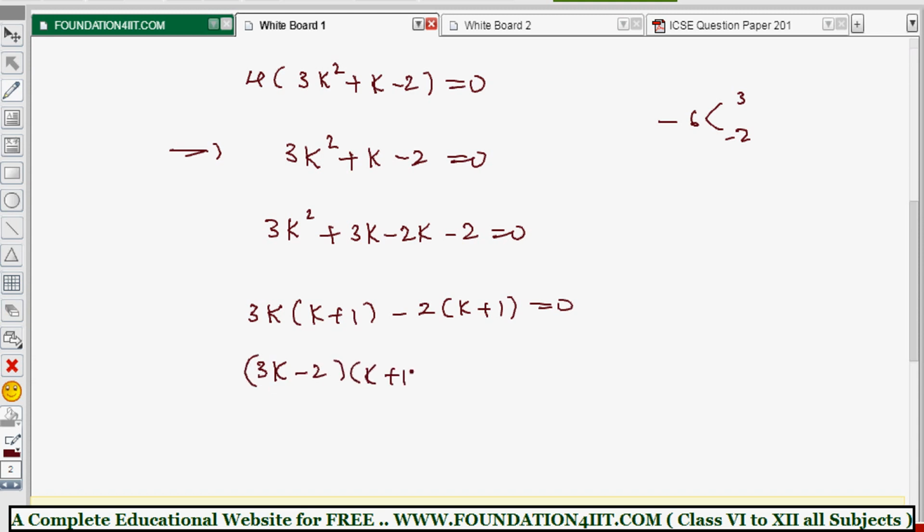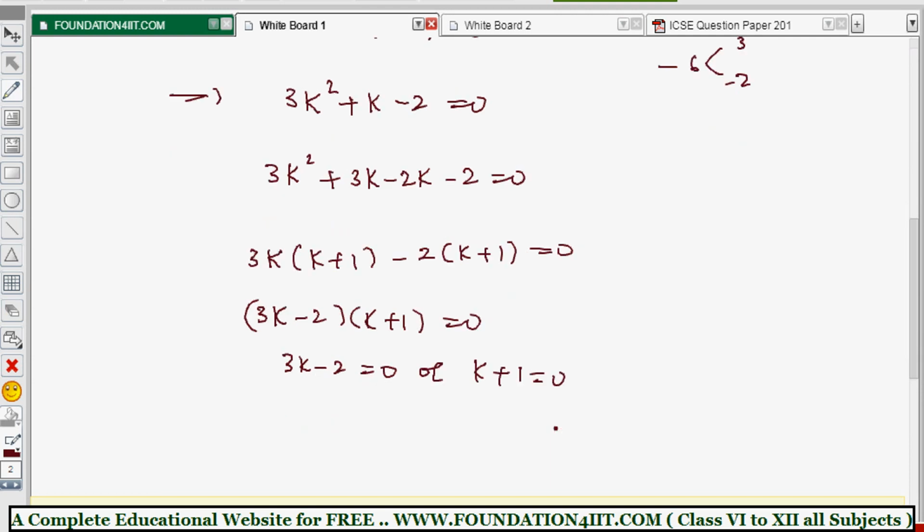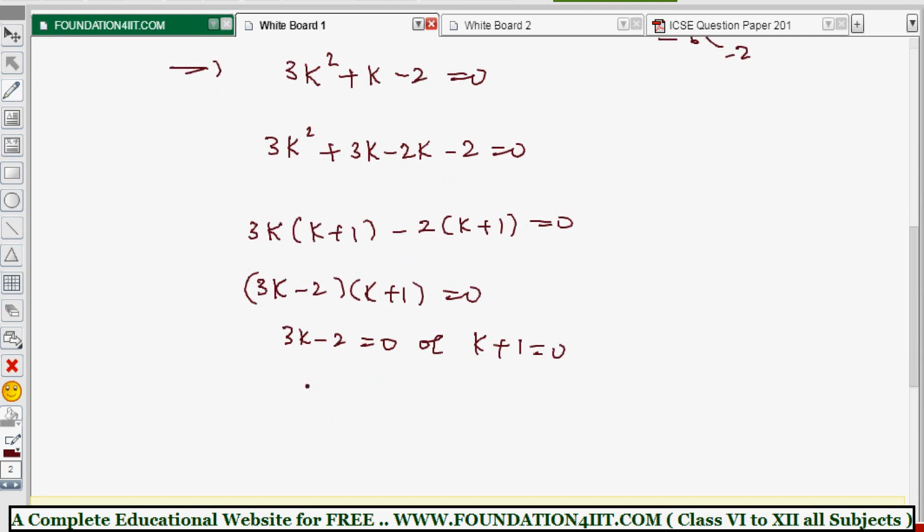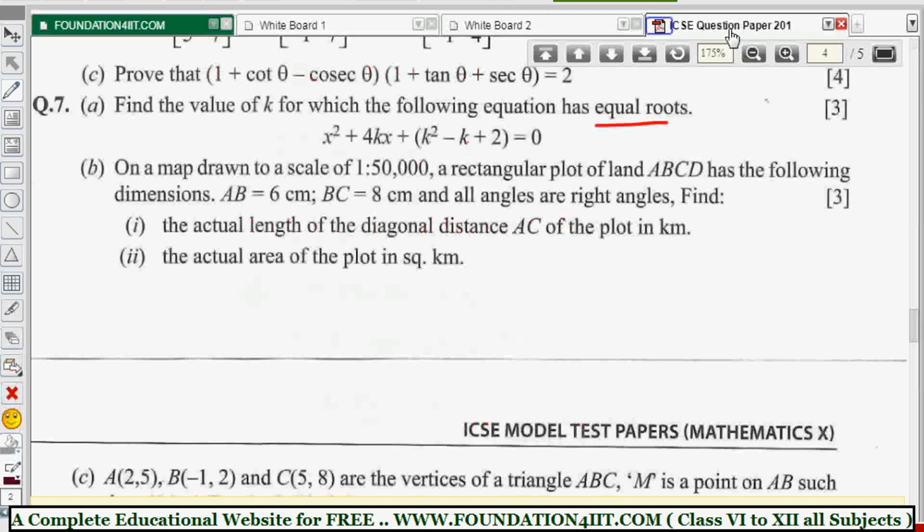So k plus 1 is the common factor. Then 3k minus 2 is equal to 0 or k plus 1 is equal to 0. Now from both of these, k is equal to 2 by 3 or k is equal to minus 1. So either k is minus 1 or k is equal to 2 by 3. These both are the solutions. Right. Now next.